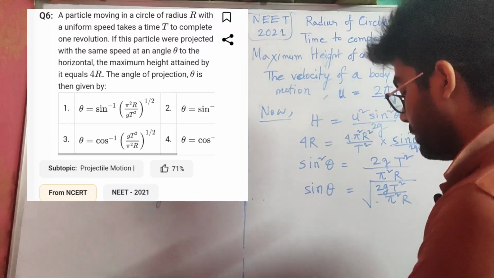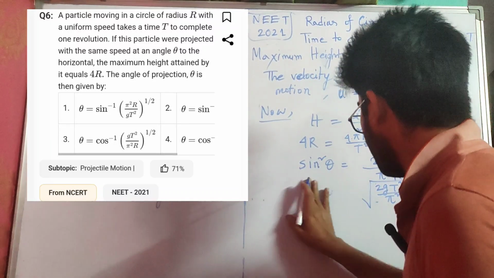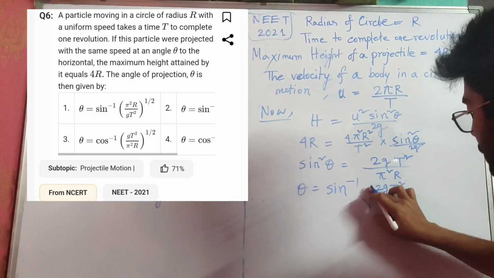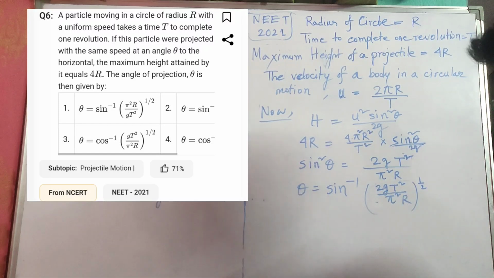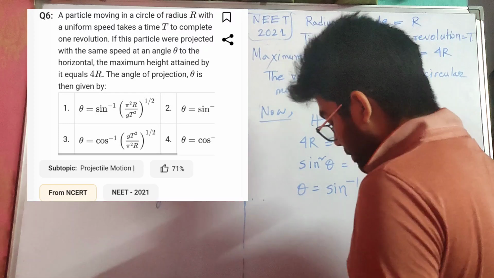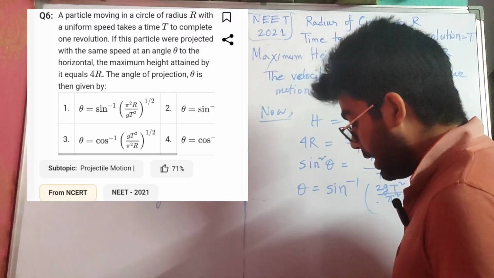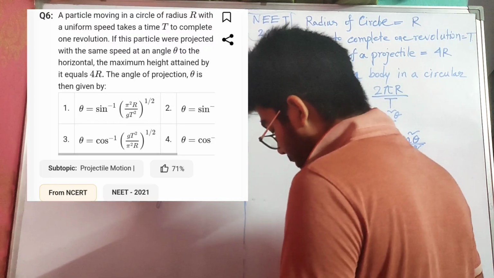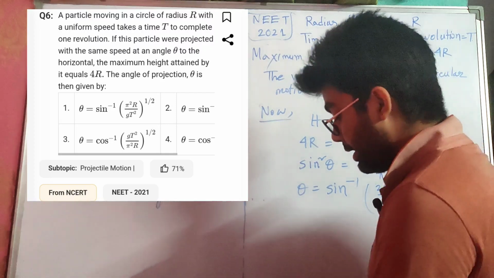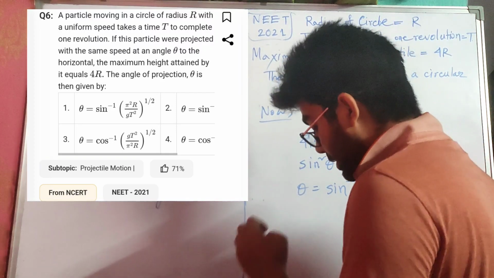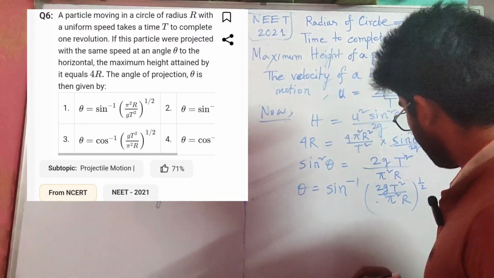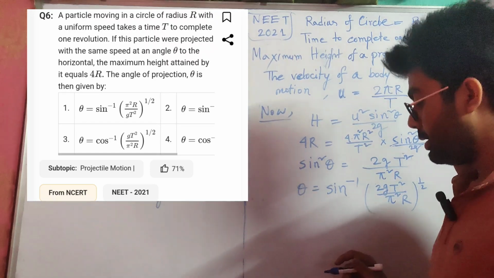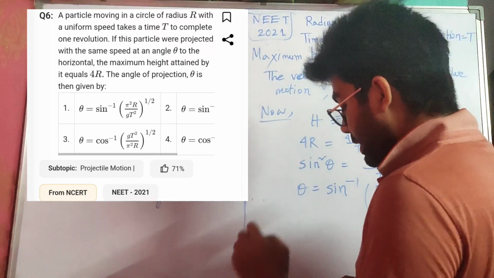We calculate theta. That means theta equals sine inverse of the root, that is power half, of 2g T square by pi square r. Option number 2 is the right answer.